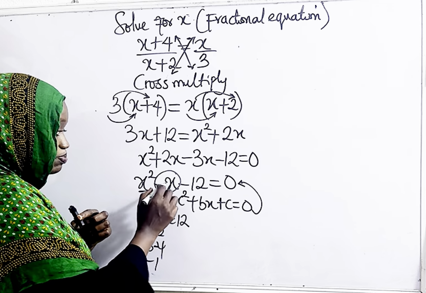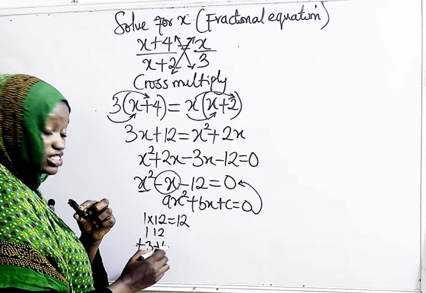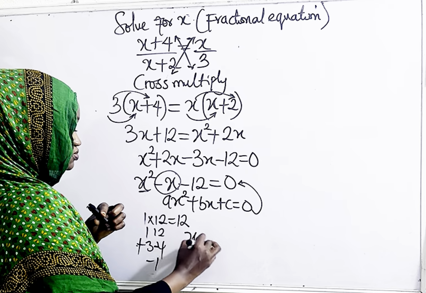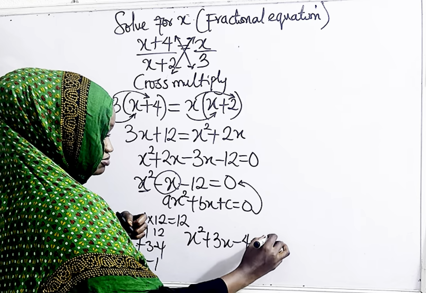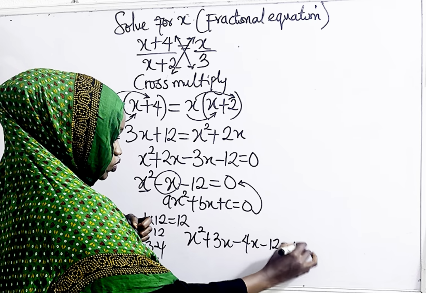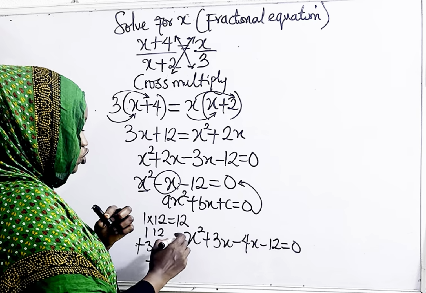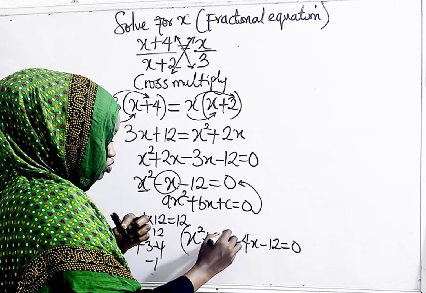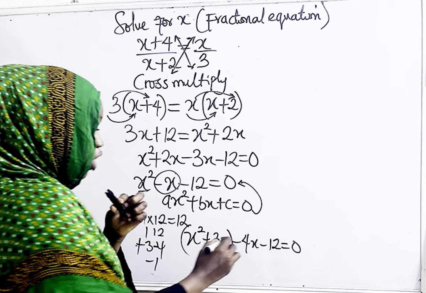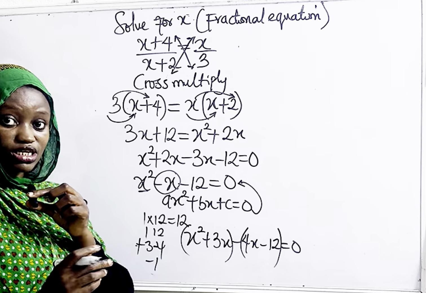So we'll be replacing the minus x with plus 3x minus 4x. So this becomes x squared plus 3x minus 4x. Then we have the last term here, minus 12 equals 0. So at this point, what do we do? Initially we had 3, now it's increased to 4. So we'll pick the first two and put them in a bracket, and pick the last two also and put them in a bracket.